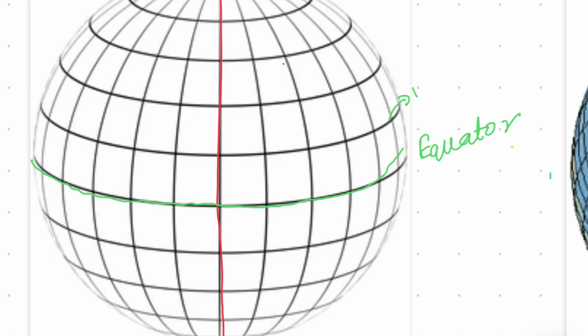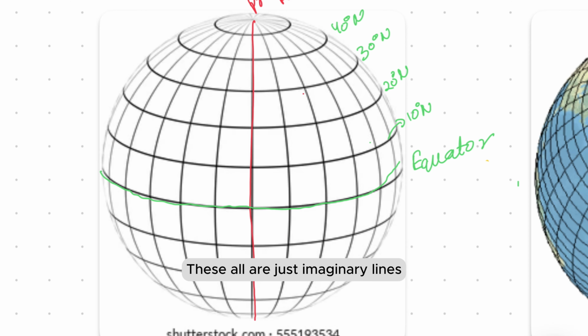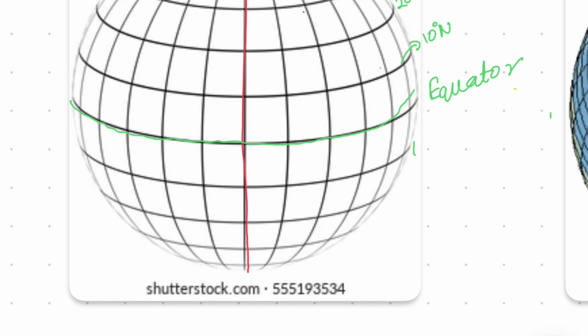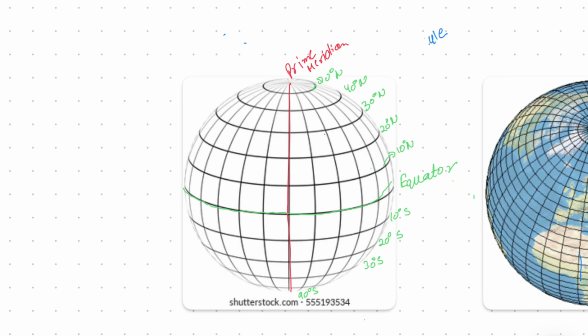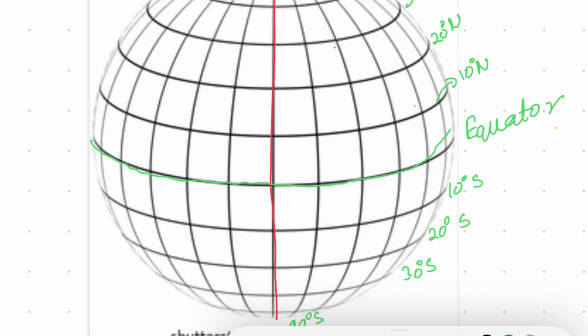This is our 10 degree north, 20 degree north, 30 north and 40 north. We are just taking them as a reference. It does not represent the actual, because if we represent the actual, this one should be 80 degree. And this will be 10 degree south, 20 south and 30 south till 90 south, and here also it will go till 90 north. Okay, same we will take for meridians.